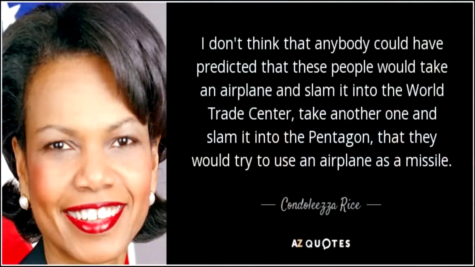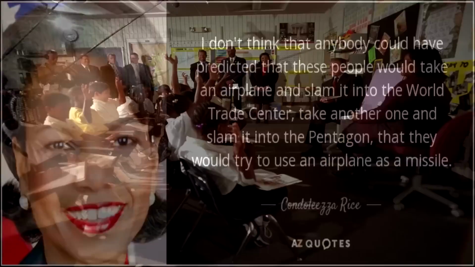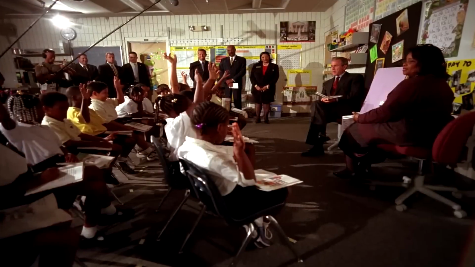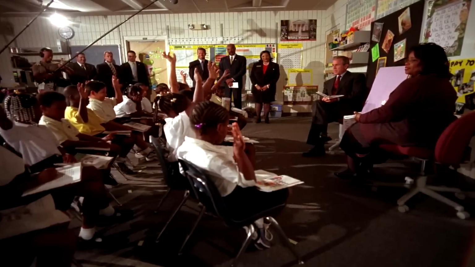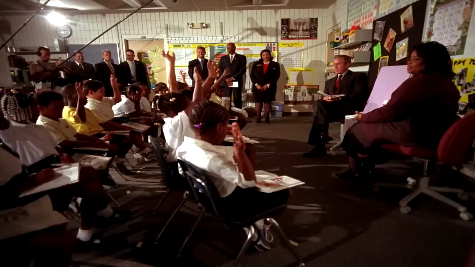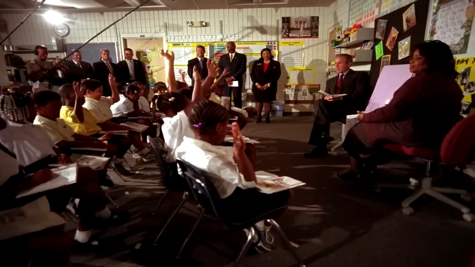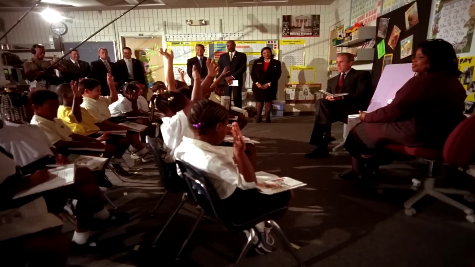The official government excuse for allowing the attacks to take place was ignorance. National Security Advisor Condoleezza Rice said, "I don't think anybody could have predicted that these people would take an airplane and slam it into the World Trade Center." President Bush said his first reaction upon seeing a plane hit the tower was, "That's some bad pilot." Bush was busy with an elementary school photo op that morning.